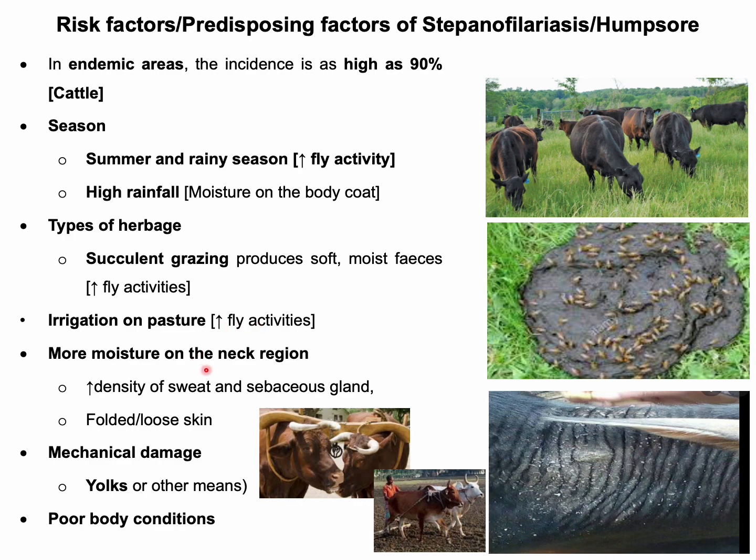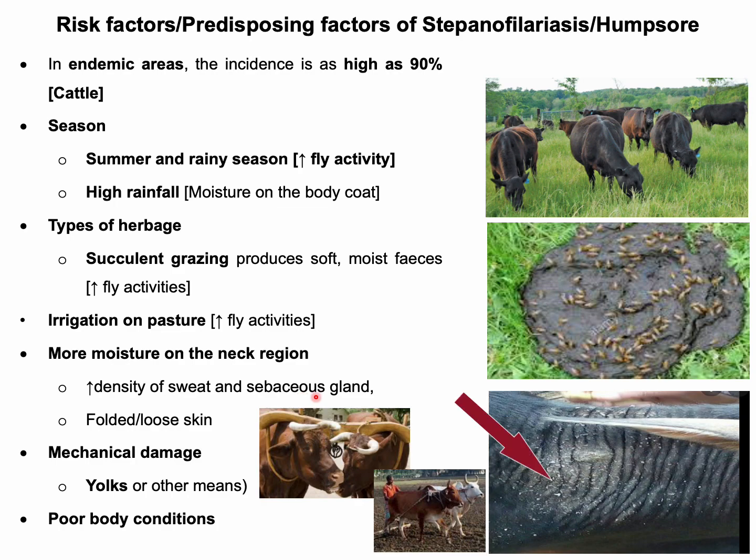So if there is more moisture on the body, more flies will visit the host for their feeding and ultimately transmit the infection. As I mentioned earlier, lesions are more on the neck region and its surrounding area because there is more moisture in the neck region. It is also due to the increased number of sweat glands and sebaceous glands in this region.